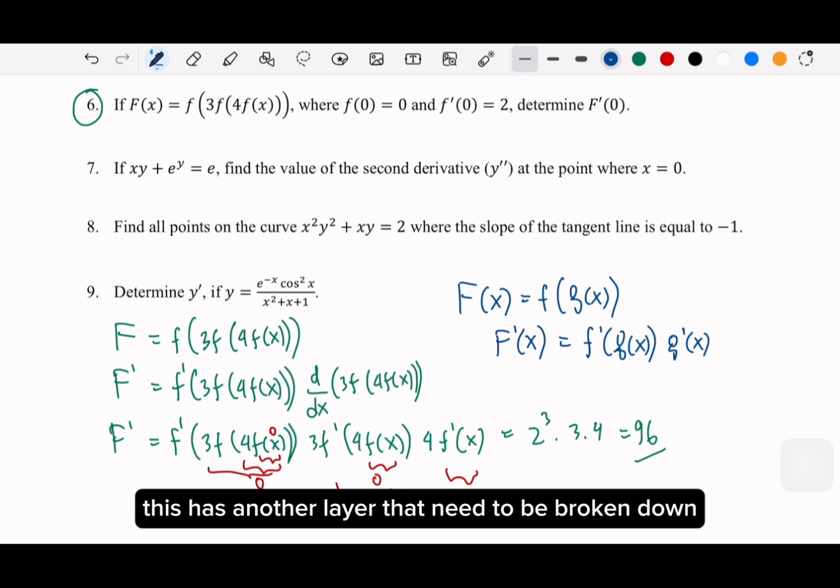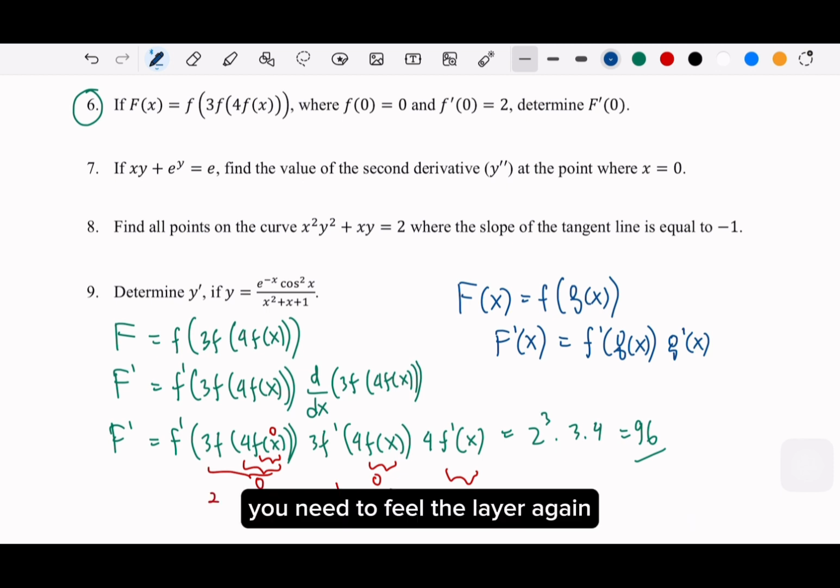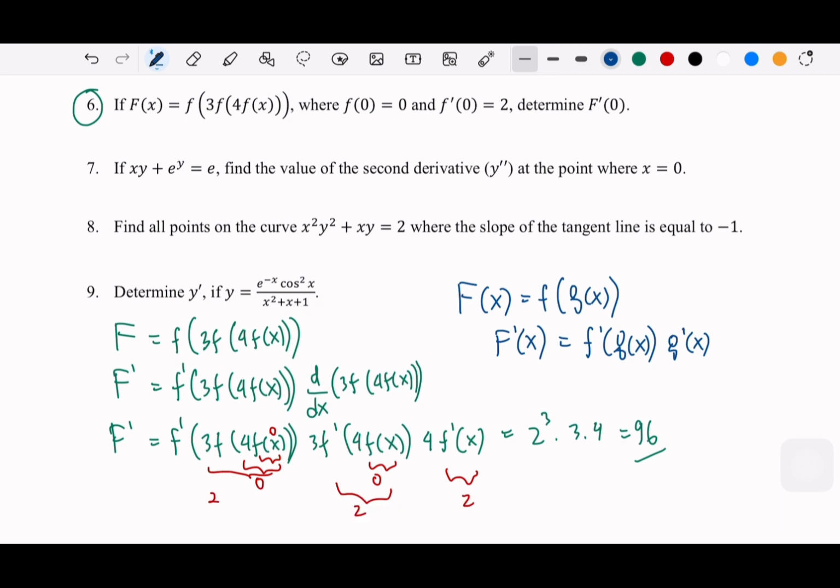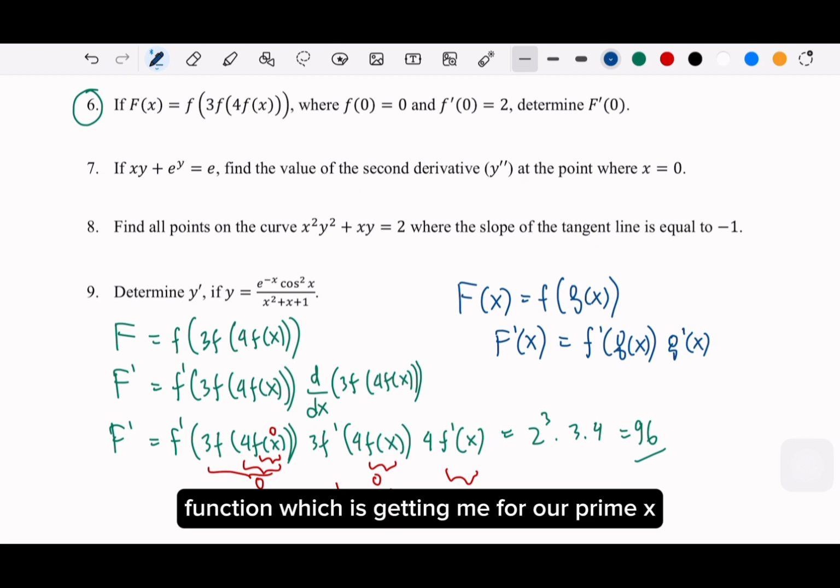And of course, this has another layer that needs to be broken down, right? We need to peel the layer again. So this part, we take the layer like this, 3f prime of f of x, multiply with the inside function, which gives 4f prime x.